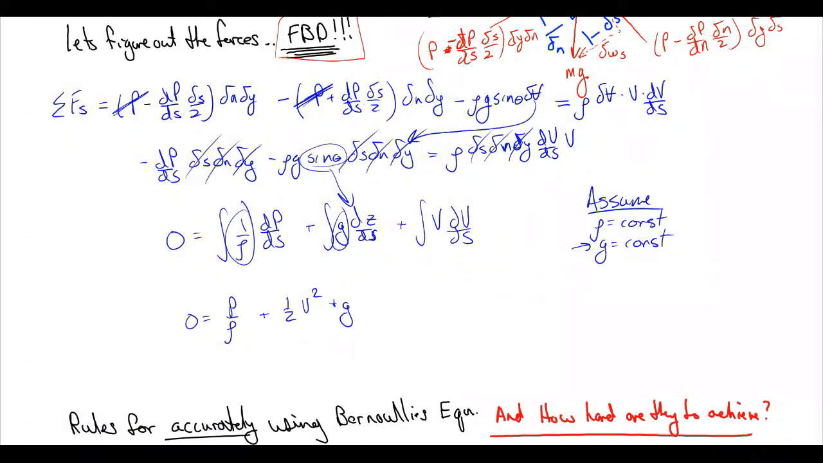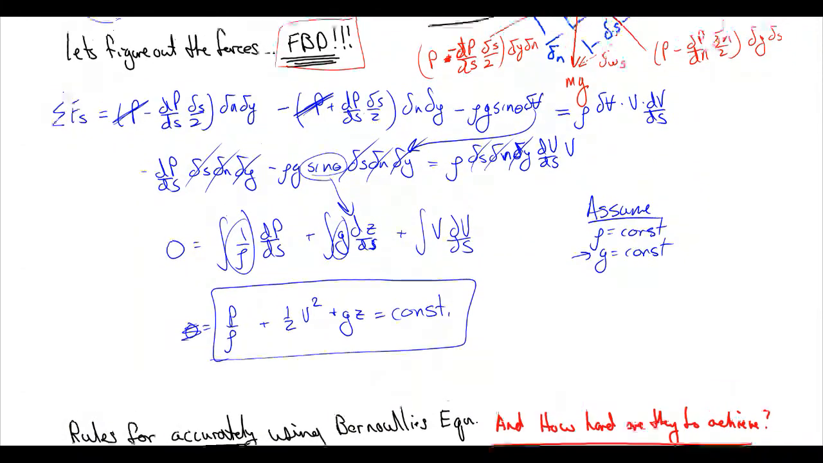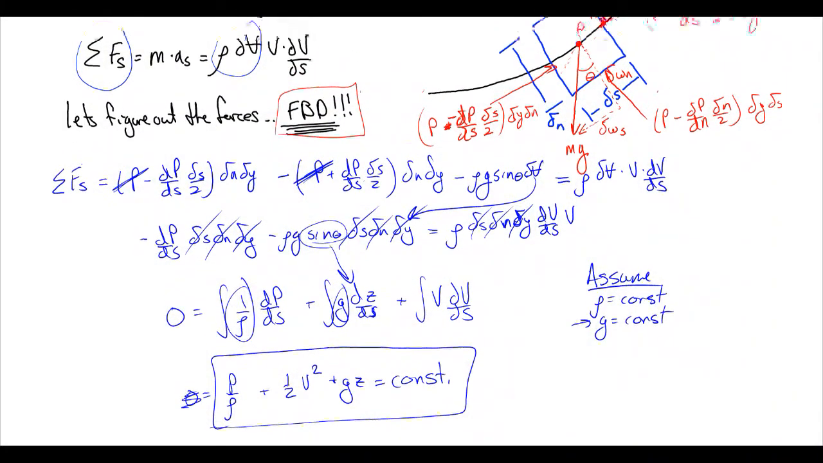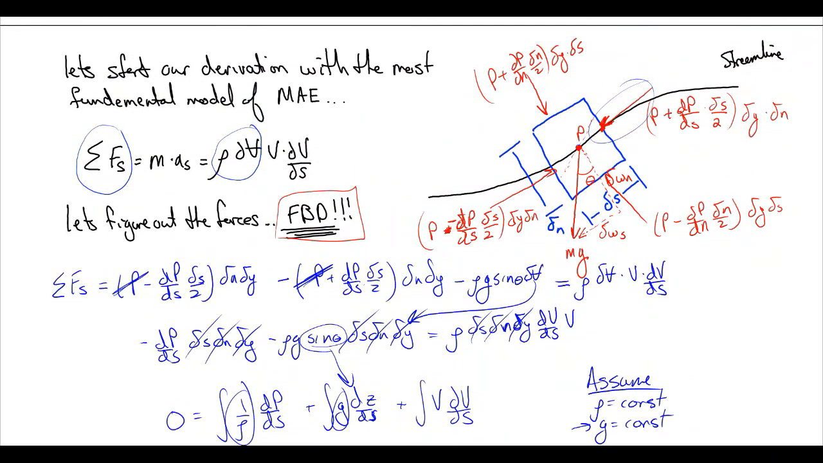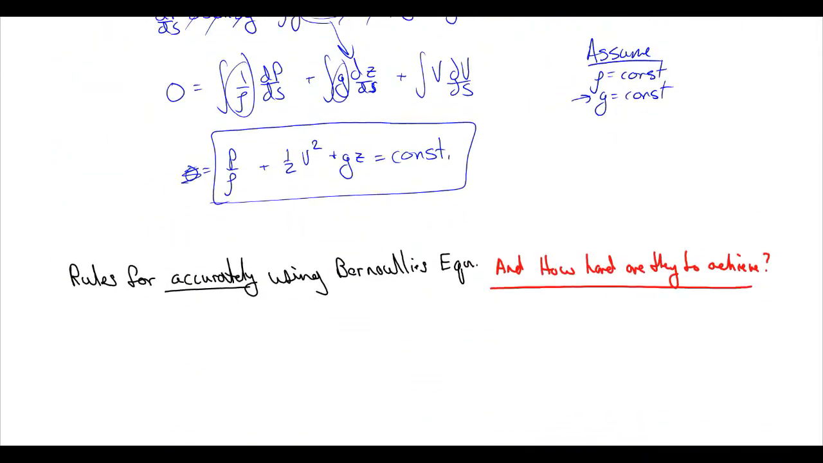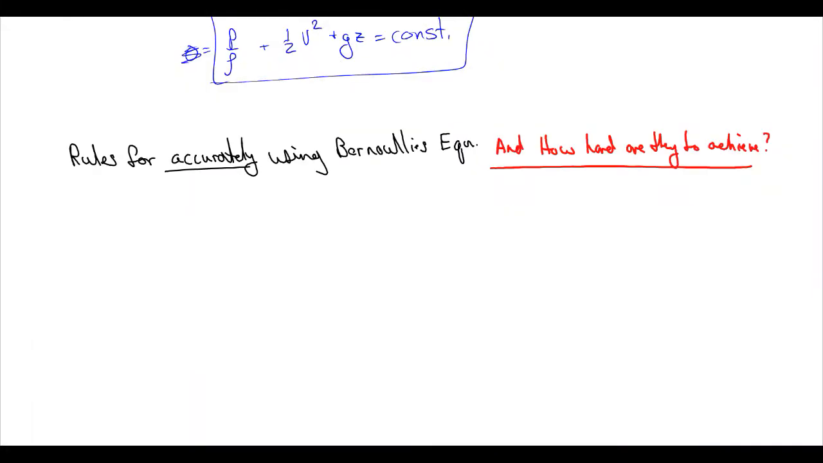And there are a couple of important caveats here, a couple of assumptions we made. 1, density is equal to a constant. 2, we assumed that our integration was along a streamline, and that ends up being incredibly important. So in order to use Bernoulli's equation correctly, we have some rules. Number 1, because we have to go along a streamline, if we're looking at turbulent flow, that becomes nearly impossible. So 1, we have to have steady flow.